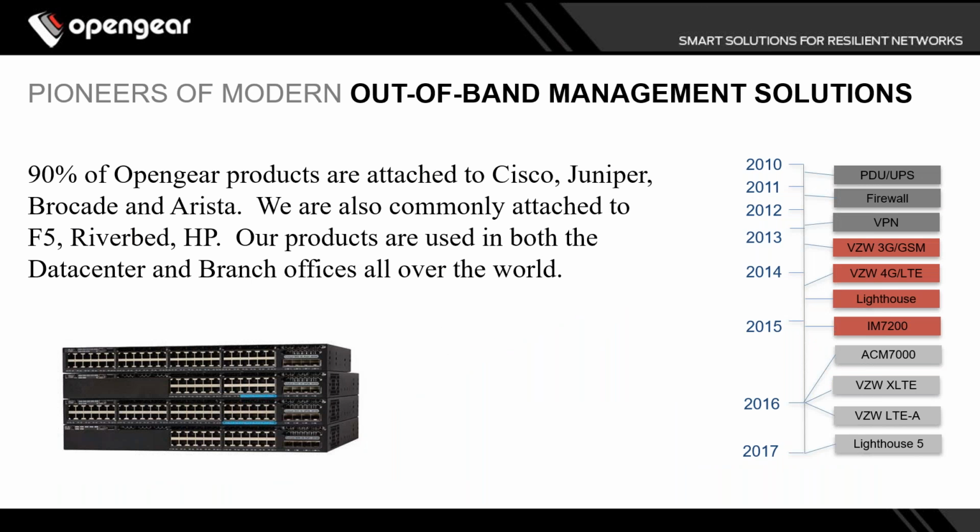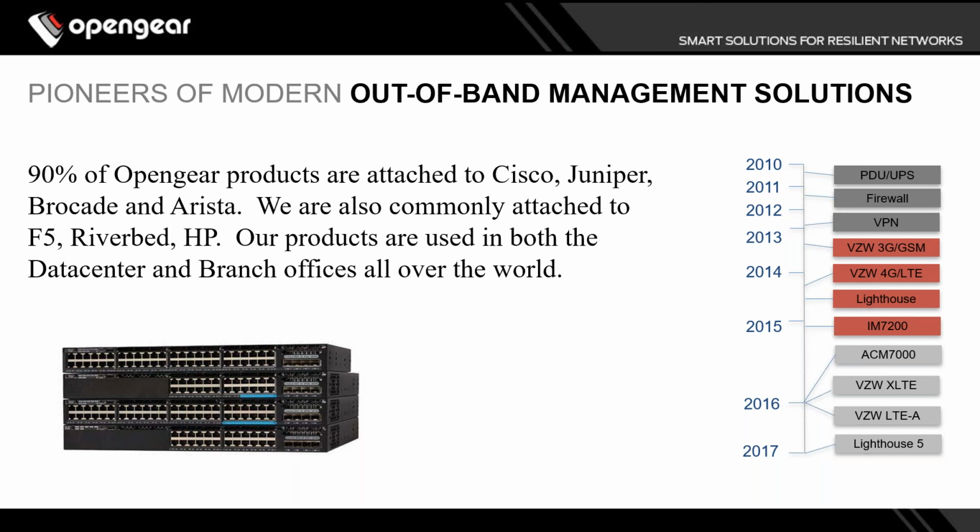So we've been pioneering this for a very long time. Nearly all our product is vendor agnostic, meaning it'll support anything. So if you have a look at where we really fit, a lot of our products work with Cisco, Juniper, Brocade, Arista, Huawei, Fortinet. It really doesn't matter. We'll support all of them. And we're used in data centers and branch offices all over the world with those appliances. We have been doing this for a very long time.